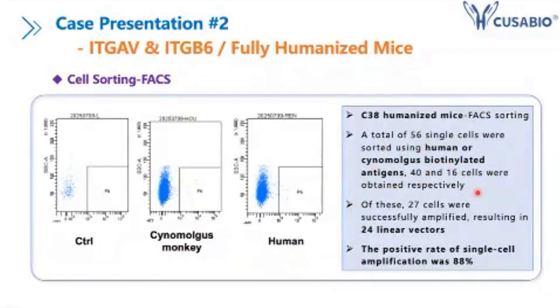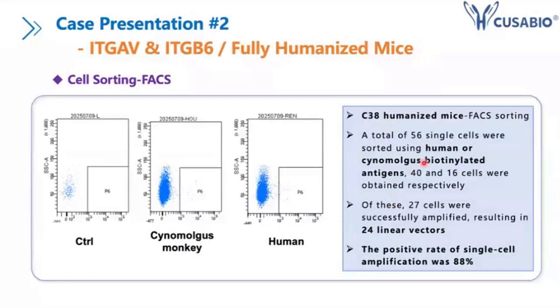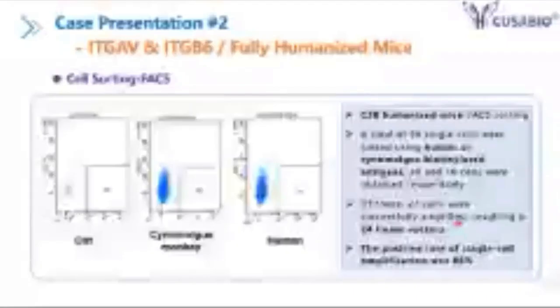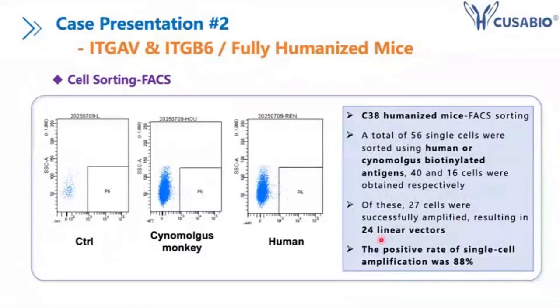And of these 56 cells, we finally got 27 cells in which we amplified the gene. We did the gene amplification. And finally, we got 24 linear vectors. So the positive rate right now is 88%.